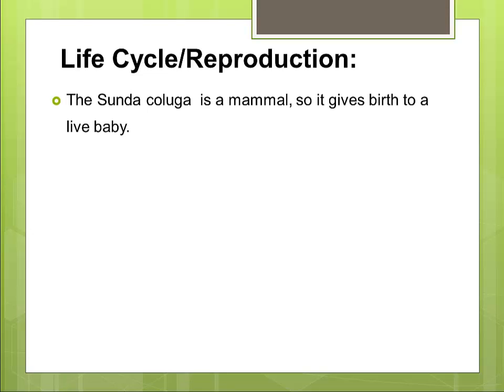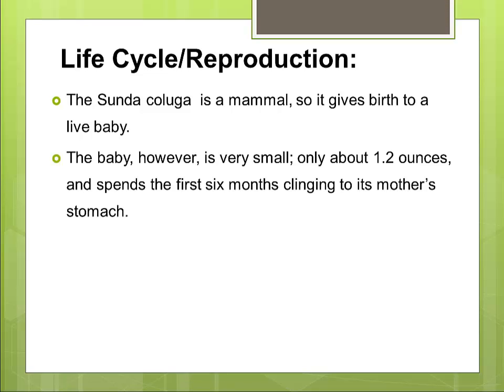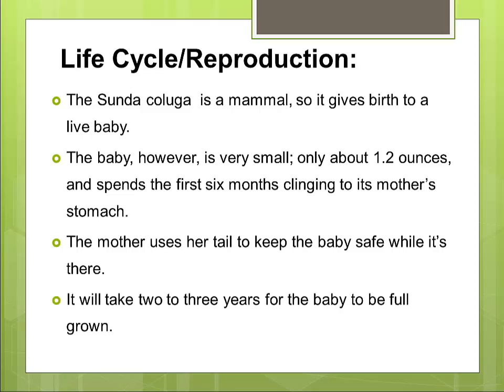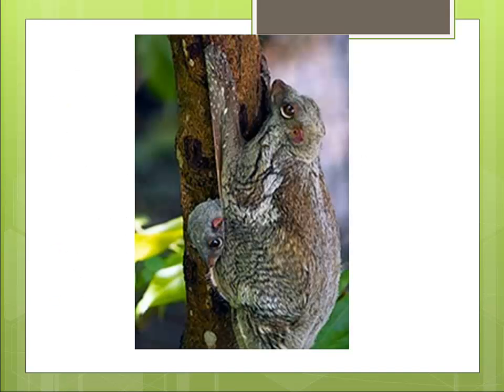Life cycle and reproduction: the Sundacaluga is a mammal, so it gives birth to a live baby. The baby's very small, about 1.2 ounces, and it spends the first 6 months clinging to its mother's stomach. The mother uses her tail to keep the baby safe while it's there. It will take 2 to 3 years for the baby to be full grown. There's a mother with a baby.